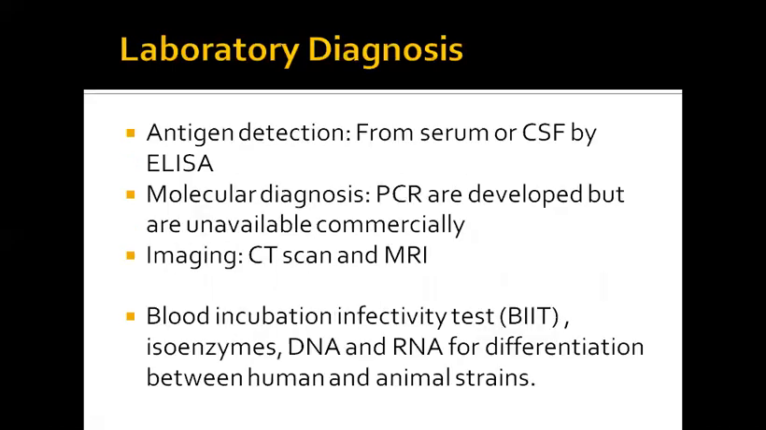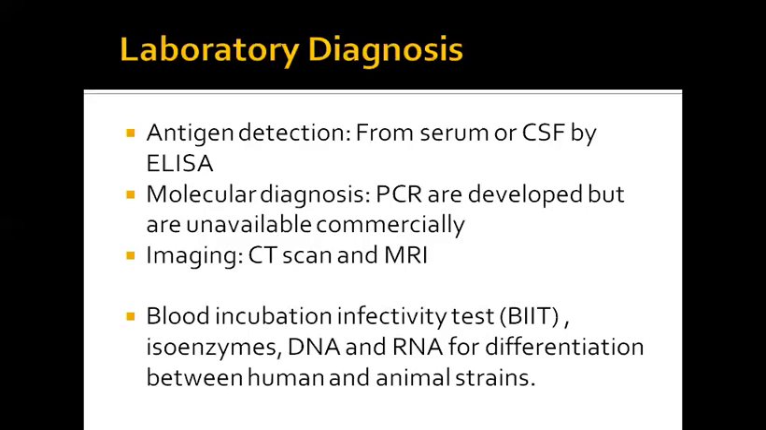Then we can also detect the antigen from the serum or CSF by ELISA. We can have molecular diagnosis. PCR methods are developed, but they are unavailable commercially. So we do have a PCR method, but commercially we don't have the kits available. Then we can have radio imaging, like CT scans and MRI.